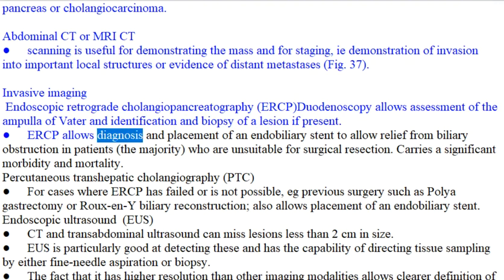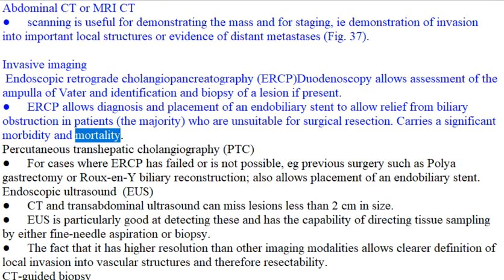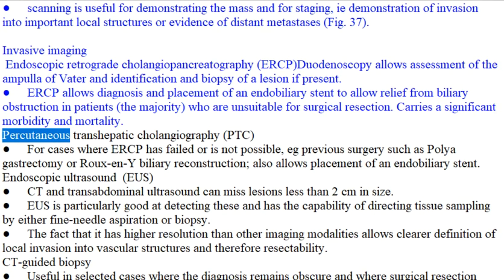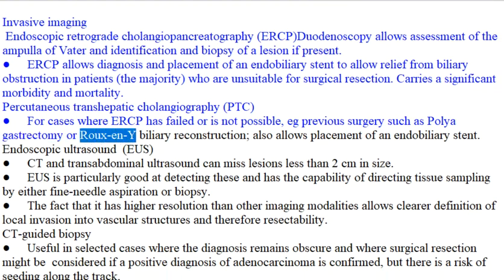ERCP allows diagnosis and placement of an endobiliary stent to allow relief from biliary obstruction in patients, the majority, who are unsuitable for surgical resection. Carries a significant morbidity and mortality. Percutaneous transhepatic cholangiography, PTC. For cases where ERCP has failed or is not possible, e.g. previous surgery such as polygastrectomy or Roux-en-Y biliary reconstruction, also allows placement of an endobiliary stent.